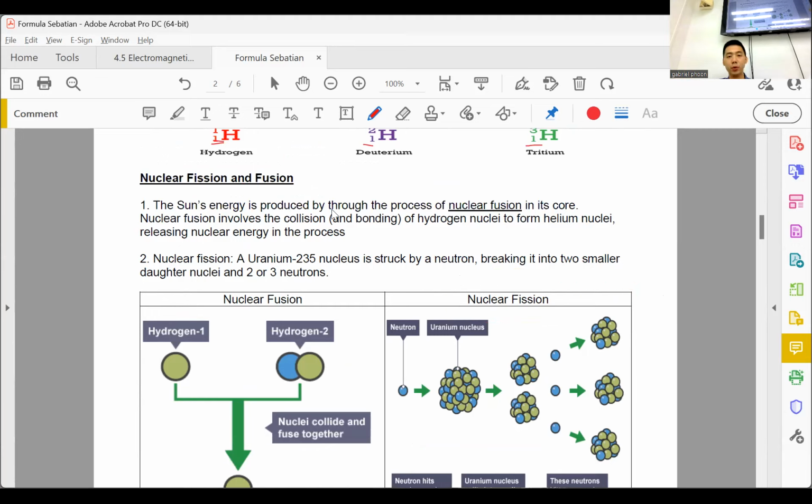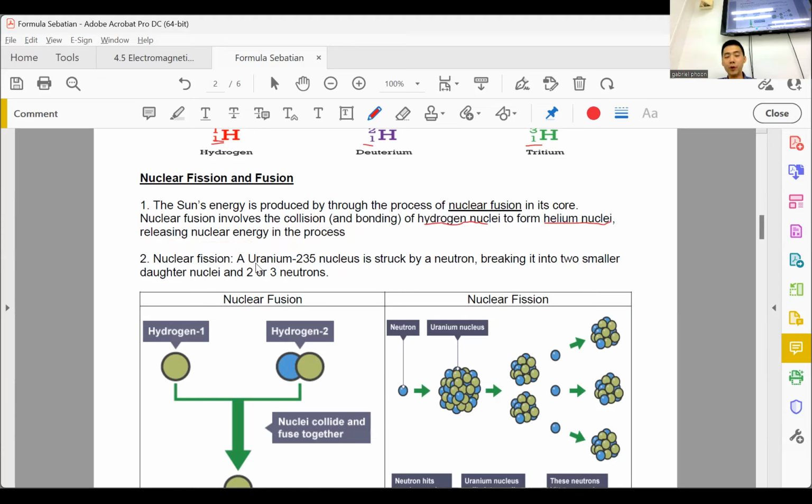The sun's energy is produced through the process of nuclear fusion in its core. Nuclear fusion involves the collision and bonding of hydrogen nuclei to form helium nuclei, releasing nuclear energy in the process, which is, in other words, the energy that continuously burns the sun.